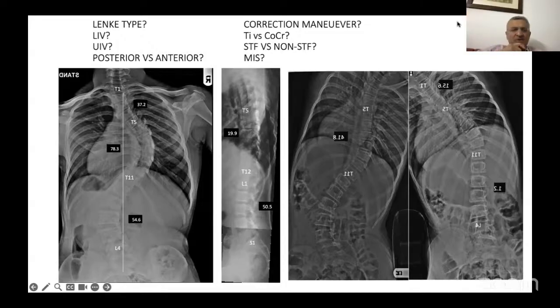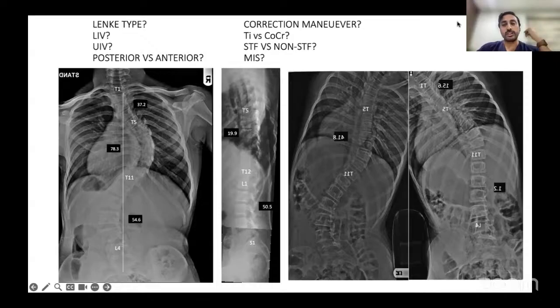However, the curve is significantly more, 54 degrees. The rotation is more. Clinically, there is a significant loin prominence. Even though it's flexible, I would treat it as structural and probably go down. Maybe it looks like L4 to me, or it could be L3.